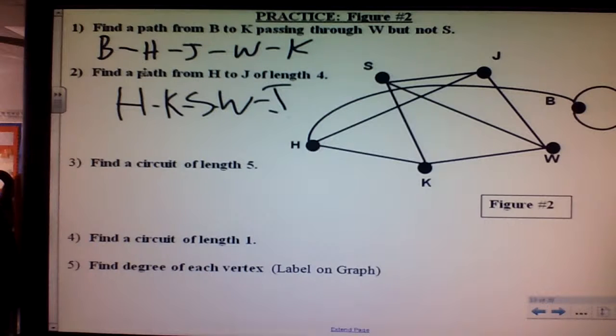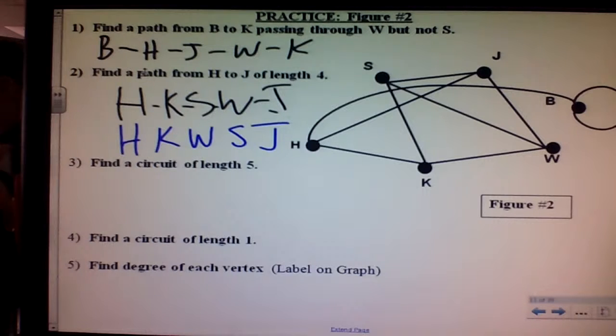No, it's just circuit. Okay, so you could have also went H to K to W to S to J. So there were multiple answers there. Both of them are correct.